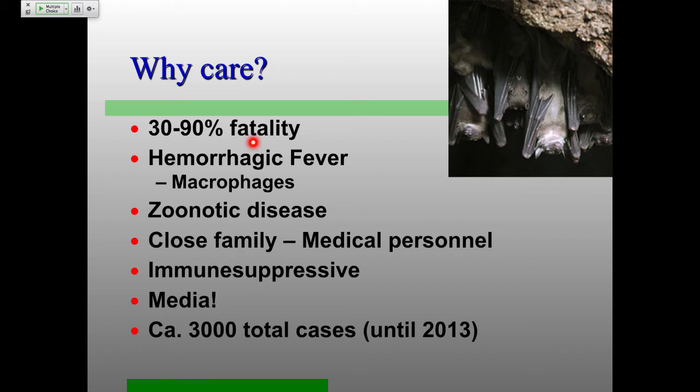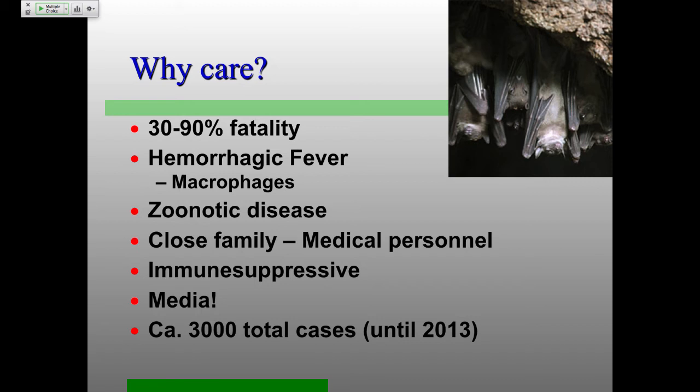And so probably a lot of the fatality that happens is not just because of the hemorrhagic fever, but because of secondary infections that take place as well. And at least until very recently, and even now, I think a lot of this has to do with the media, because until 2013, there were 3,000 total cases of filovirus disease ever reported. So 3,000, that's pretty minimal.